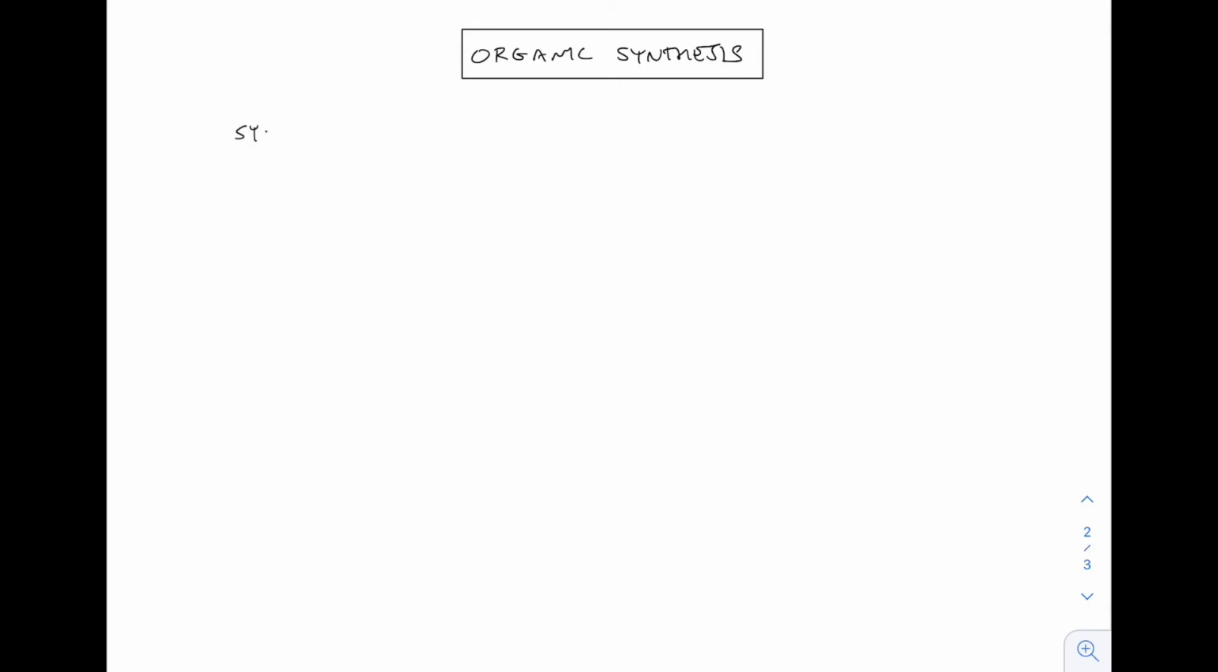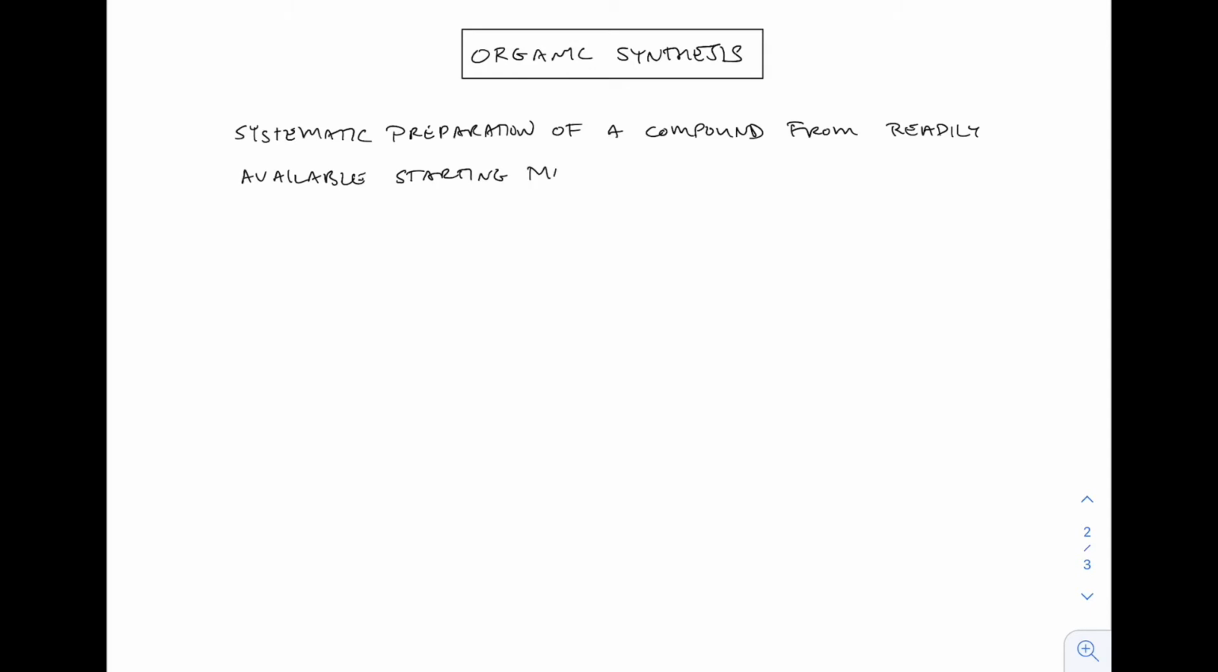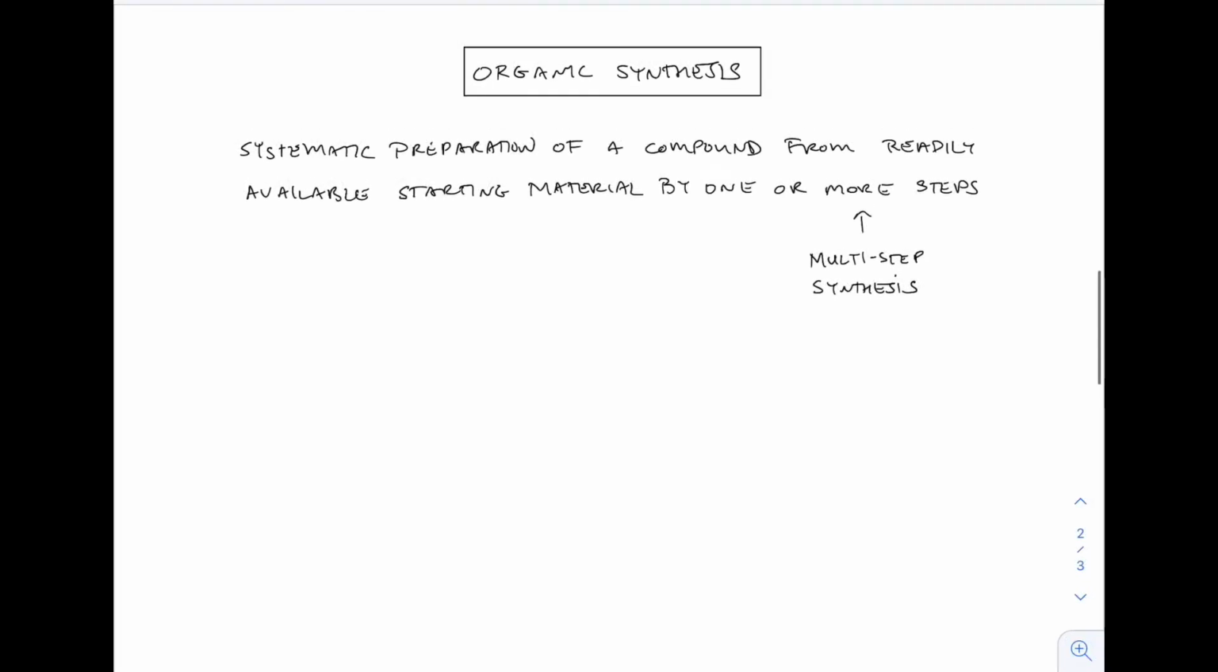Organic synthesis. So organic synthesis is the systematic preparation of a compound starting from basic materials, readily available starting materials, and you can create these compounds in one or more steps. Okay, so more steps would also be called a multi-step synthesis, which is probably one of my favorite things in organic chemistry. I guess my most favorite thing would actually be retrosynthetic analysis, which is like working backwards from a product.